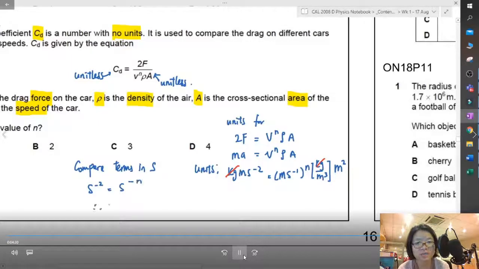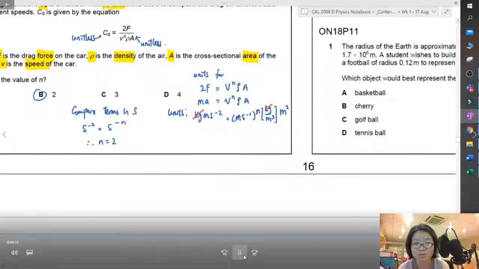So on the left side, you have s negative 2. On the other side, you have s negative n. So from here, comparing, n will be equal to 2.